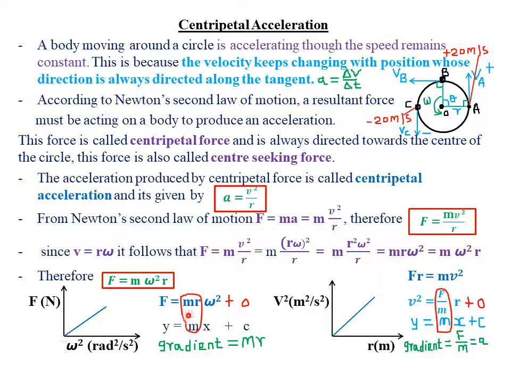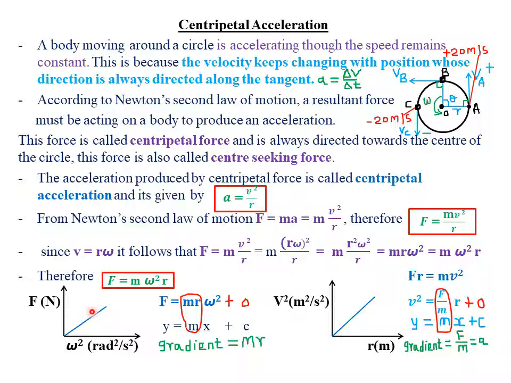So you can clearly see that m, which represents the gradient, will be equal to the product of mass times the radius. The gradient or the slope will always give you the mass times the radius of that particular circle being traced. Therefore, you may be given a graph, or they can tell you to plot a graph. You can be given values to plot a certain graph.